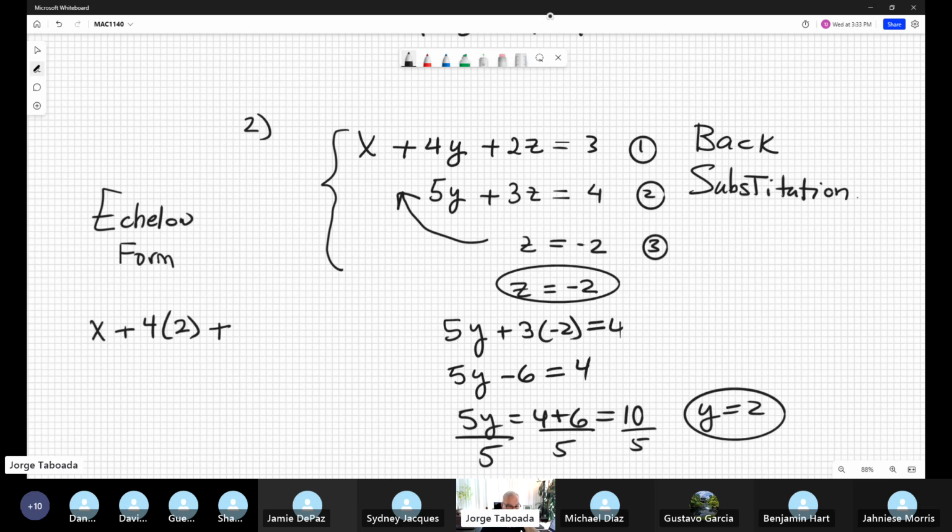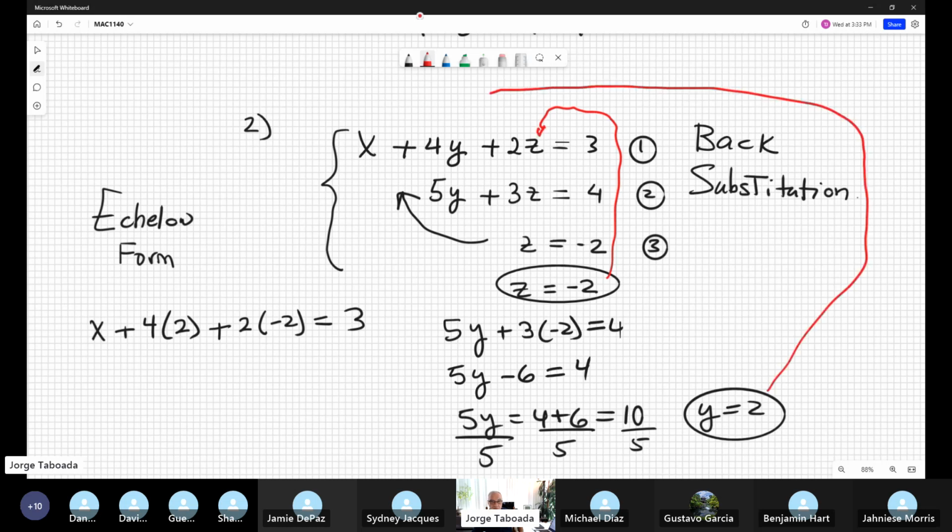Plus 2 times negative 2, no? Equal 3. Okay, you replace in this equation that 2 here and that 2 here. Of course, the corresponding sign. Okay, so we have x plus 8 minus 4, no? Equal 3. 8 minus 4 is 4, positive 4. And x alone is equal to 3 minus 4, which is negative 1.